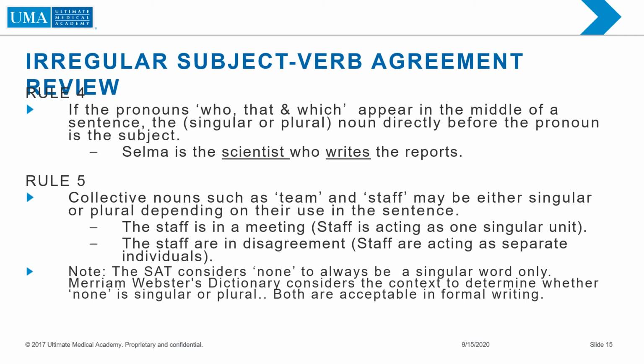Rule number 5. Collective nouns such as team and staff may be either singular or plural depending on the use in that sentence. So for example, the staff is in a meeting. Staff is acting as one singular unit. Okay. Second, the staff are in disagreement. Staff are acting as separate individuals. Okay. Note.